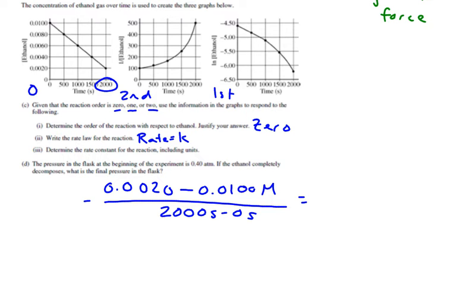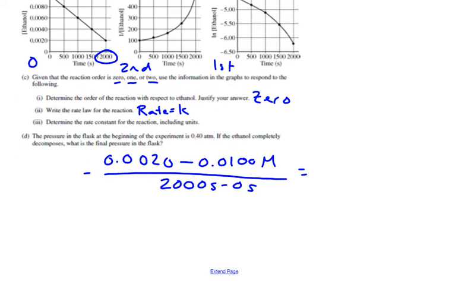I took the last number. Yeah, okay. You could have done whatever you wanted, but try to do something like that.